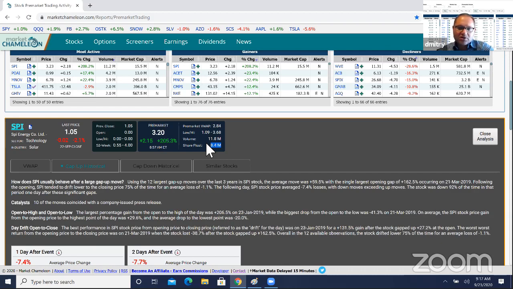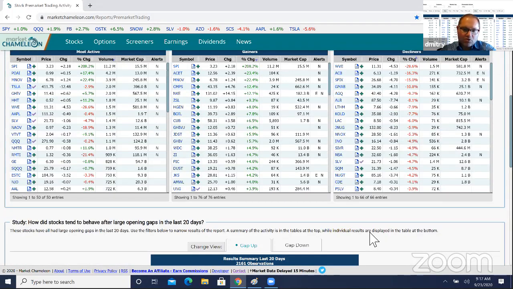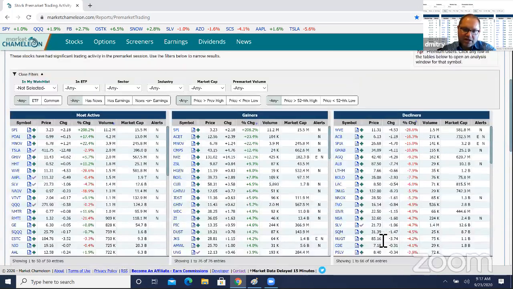I just put it up there as an example to look at a historical price return distribution after a big opening gap move, just because that was on the top of the list. Well, do you have any other ones that people wanted to take a look at in the pre-market hours?